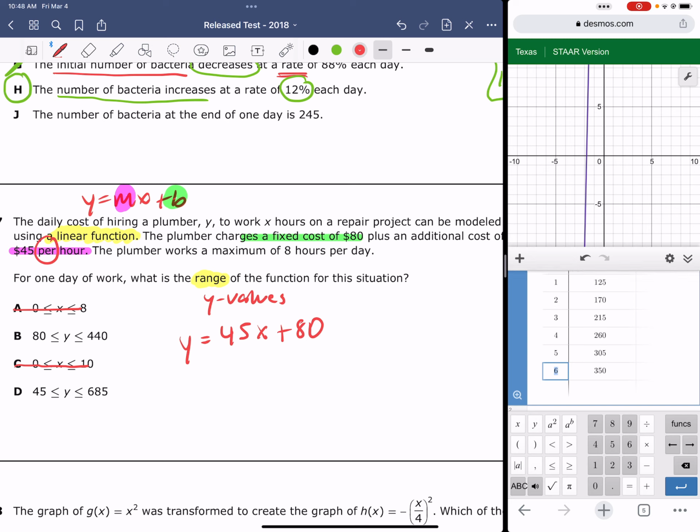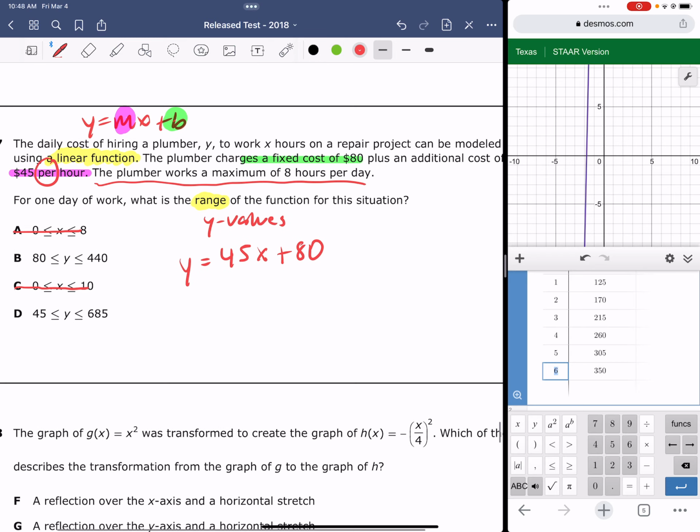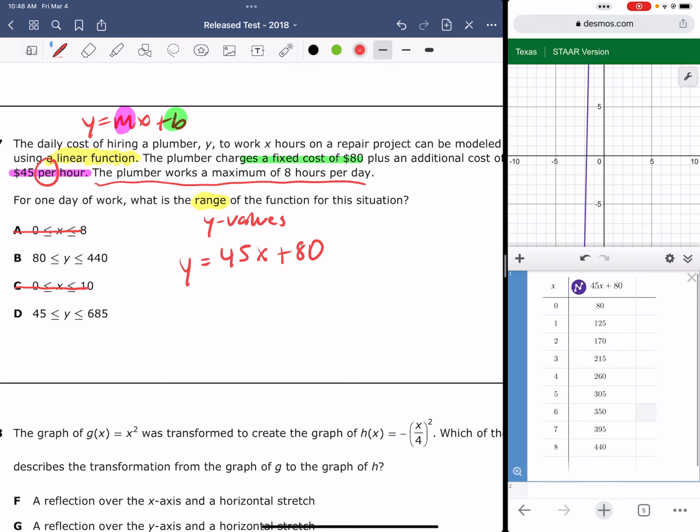And what we realize in the problem is that we were told that the plumber cannot work more than 8 hours per day. So once we get to 8, we will stop on the x-axis. That will tell us what our y values are, and what we see is that the smallest y value in that table is 80, and the largest y value in that table is 440. Therefore, we have found our range as letter B for this question.